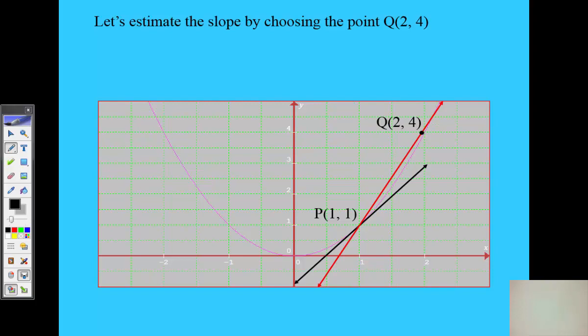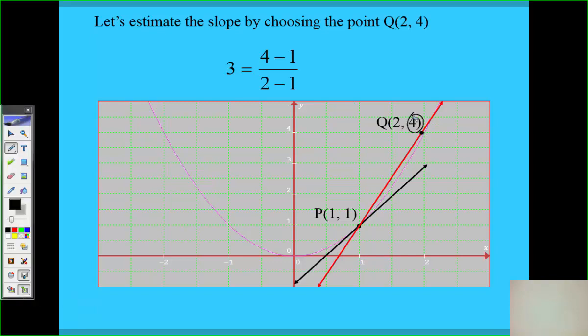We can now calculate the slope of our secant line, the red line. We can use our slope formula. We would plug in our values. There's our y sub 2 minus our y sub 1, 4 minus 1 in the numerator, and then our x of 2 is 2, and our x of 1 is 1. So we have 2 minus 1. And we can see the slope of that secant line is 3.